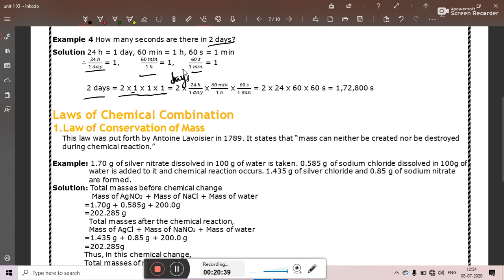So in that case, day will be cancelled from numerator and denominator, hour will be cancelled, minute will be cancelled. So what are we remaining with? 2 into 24 into 60 into 60 second. So when you multiply these 4 values, our final answer will be 1,72,800 second.